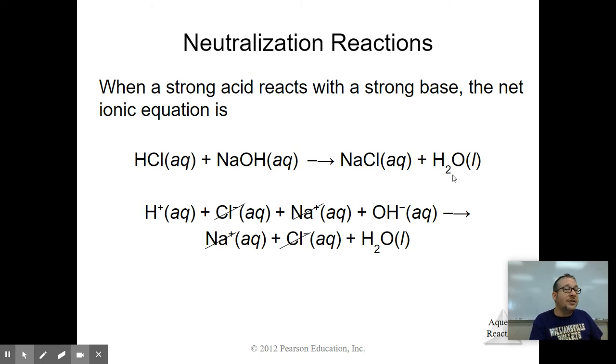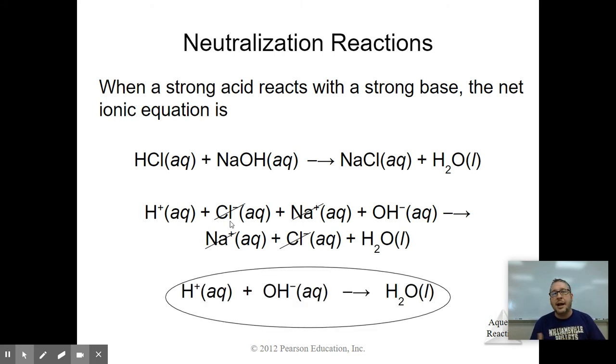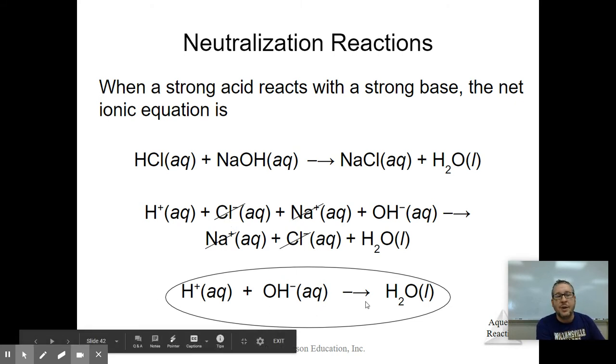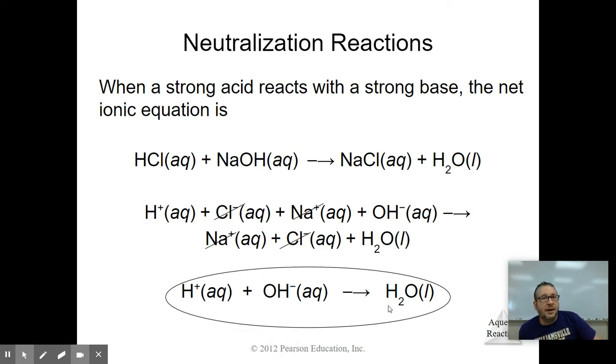What we cannot dissociate, and I mentioned this in the previous video, is liquid, okay? Liquid must remain the same. Much like solid remained the same in the past example, liquid remains the same here. So we cross out our spectator ions. Those are things that did not change from beginning to end. And then we rewrite our net ionic equation for neutralization reactions of H plus aqueous plus OH minus aqueous yields H2O liquid. Okay, so there's the gist of it.